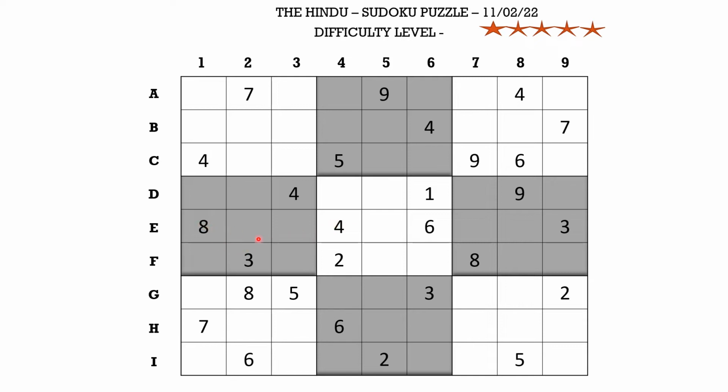There is a 3-8 pair in this block and there is a 3-8 pair here, which blocks these two rows. So 3-8 pair goes in these two cells. So D4 and D5 takes 3-8.